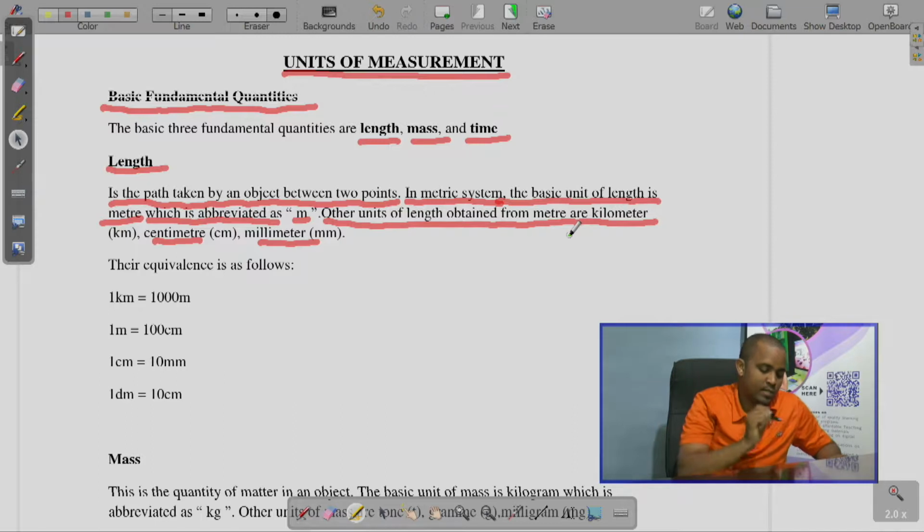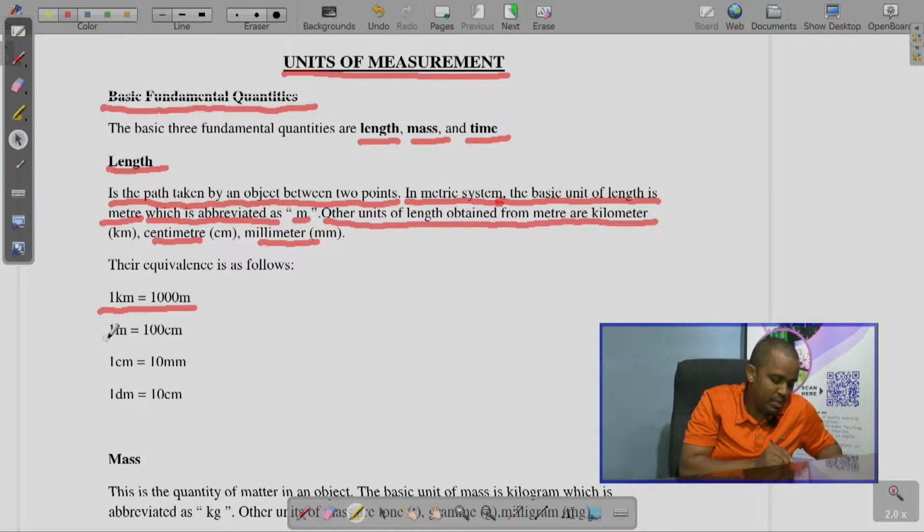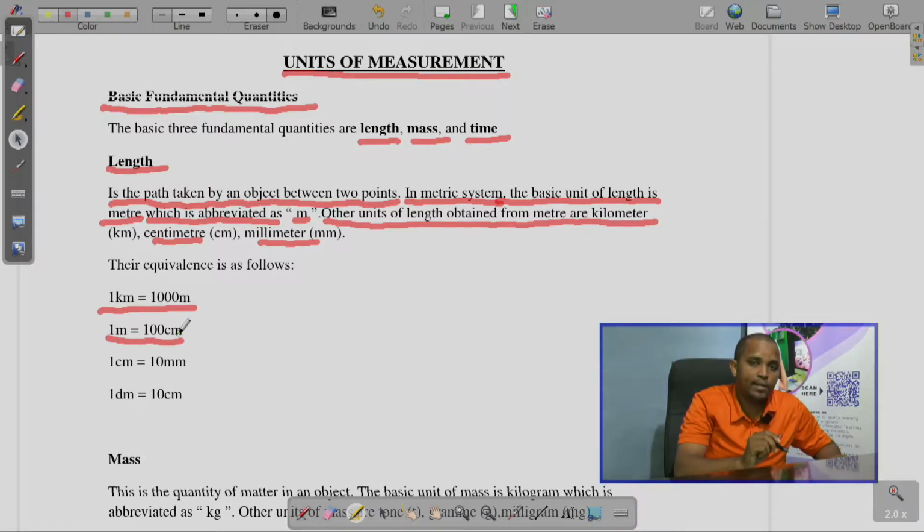And these units are related as follows. As you see, 1 kilometer always equals 1000 meters, and also 1 meter equals 100 centimeters, and also 1 centimeter equals 10 millimeters, and also 1 decimeter equals 10 centimeters.